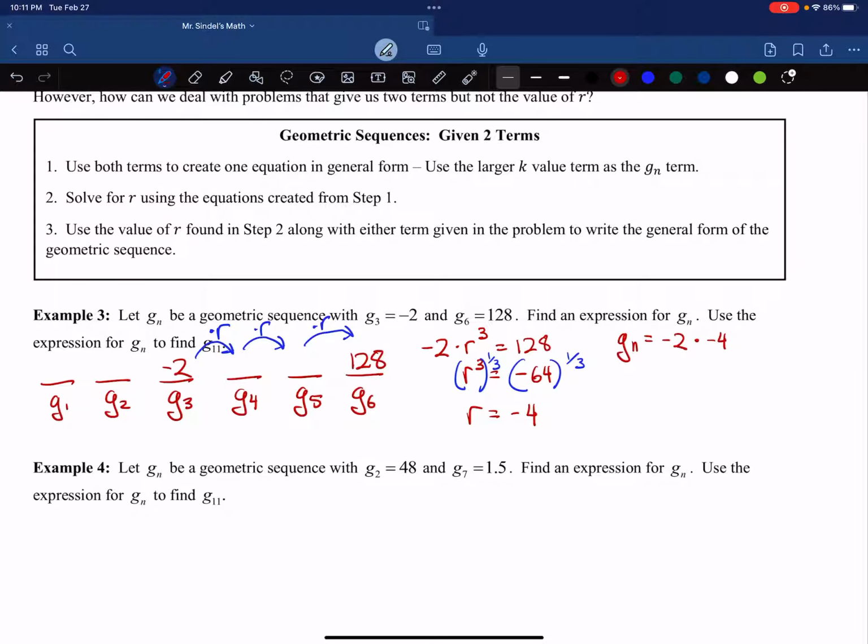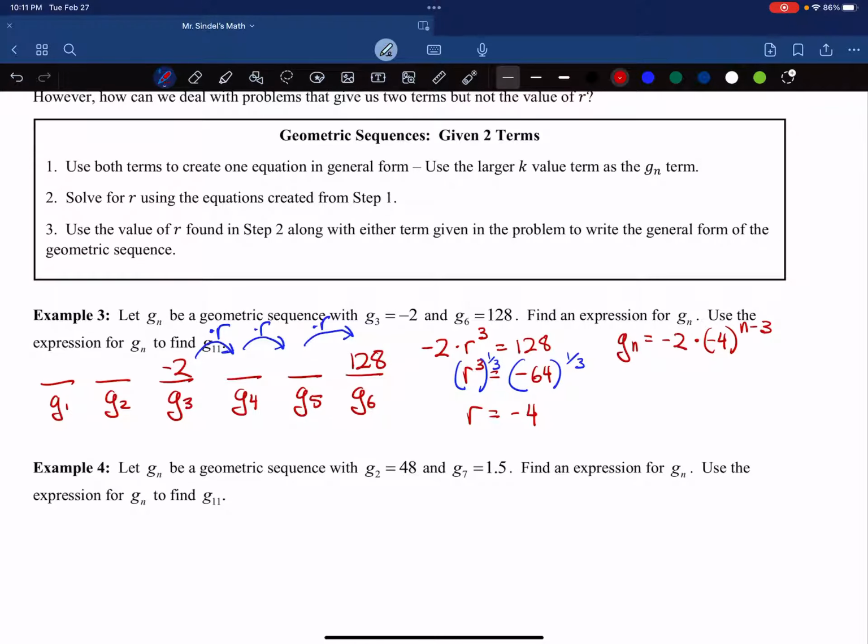That was -4. And that's going to be to the power of, and I had to put parentheses because there is a negative. Always be careful of negatives. They have to have parentheses. Otherwise, your order of operations might get messed up. This is to the power of n minus whatever term number. This is the third term, so I'm going to say n minus 3.